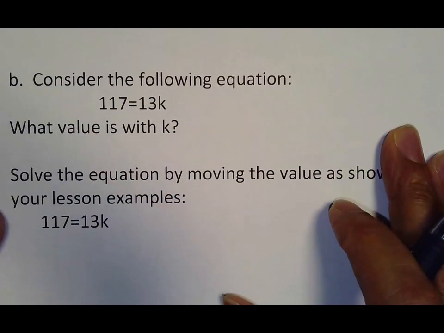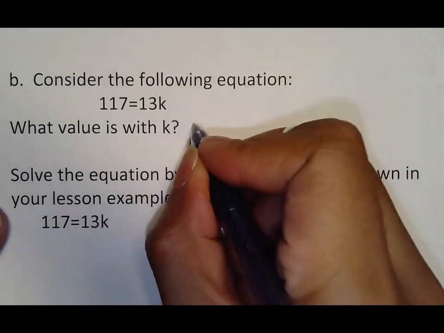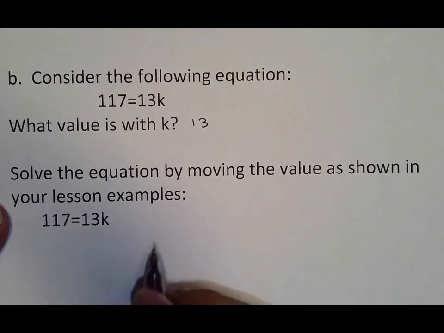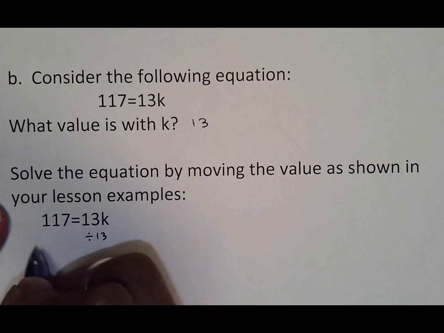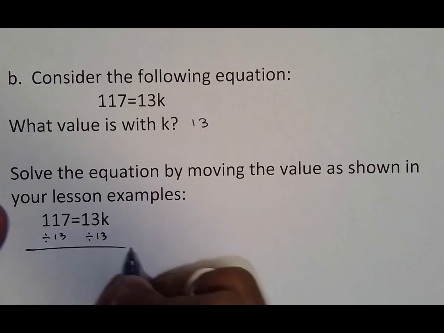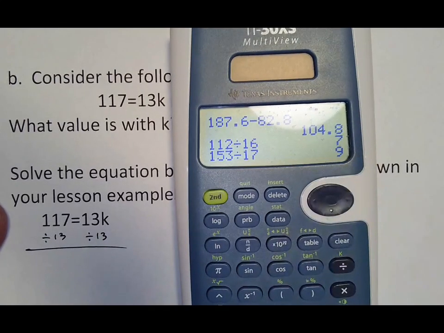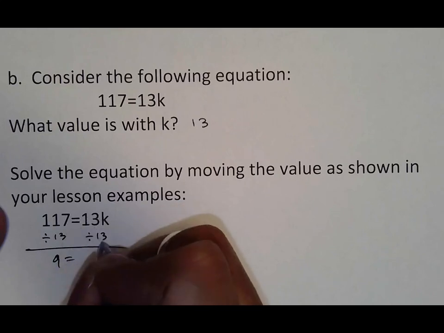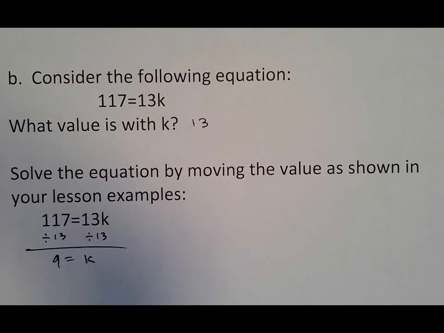Consider the following equation. What value is with k? Well, k is on the right, and it's on the right with 13. So how do I move the 13 if it's 13 times k? I divide by 13. I believe that's 9, but we'll see. 117 divided by 13 is 9 once again. So that turns into 9. 13s go away, and k comes down.